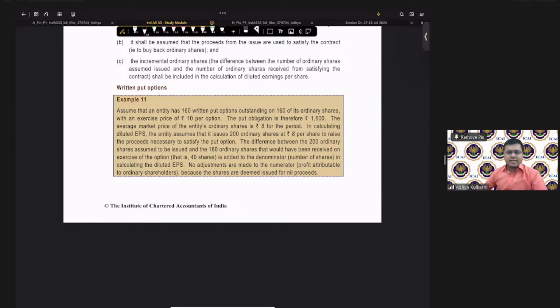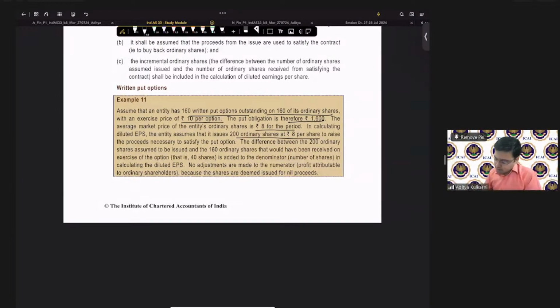Okay, so we just look at that example. Assume that an entity has 160 written put options outstanding on 160 of its ordinary shares with an exercise price of 10 per option. The put obligation is therefore 1600. Average market price of the entity's ordinary shares is rupees 8 for the period. In calculating diluted EPS, the entity assumes that it issues 200 ordinary shares at rupees 8 per share to raise the proceeds necessary to satisfy the put option.